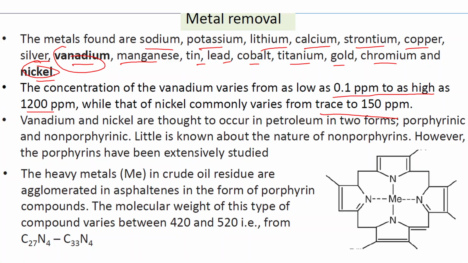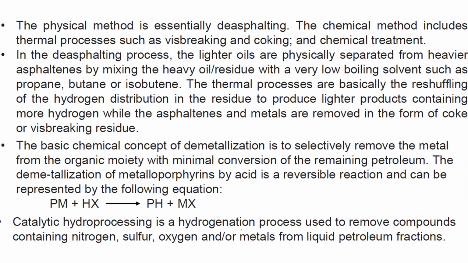Vanadium and nickel are present in basically two forms in our crude oil, porphyric and non-porphyric states. Till now, porphyric forms are mostly explored, and non-porphyric forms are still not explored. This is an estimated structure of the porphyric states of metals present in our crude oil. This is the formula, and its molecular weight varies from 420 to 520. The removal of metals, what we call demetallization, can be done in various forms. The physical method is deasphalting.